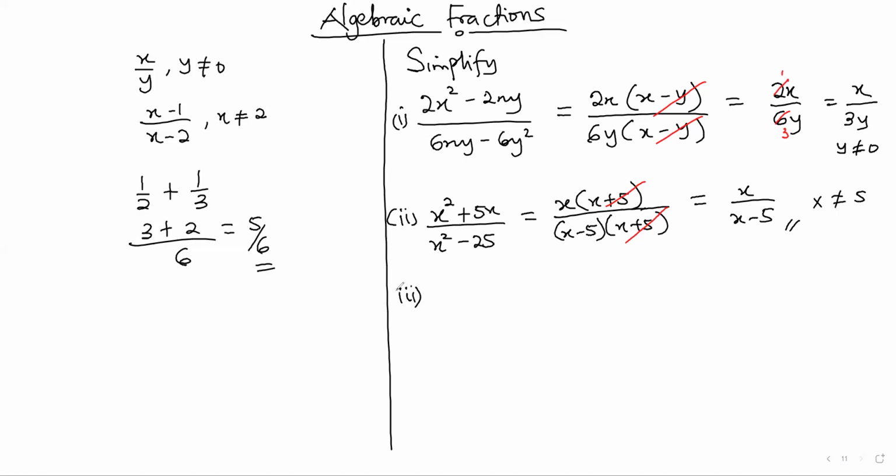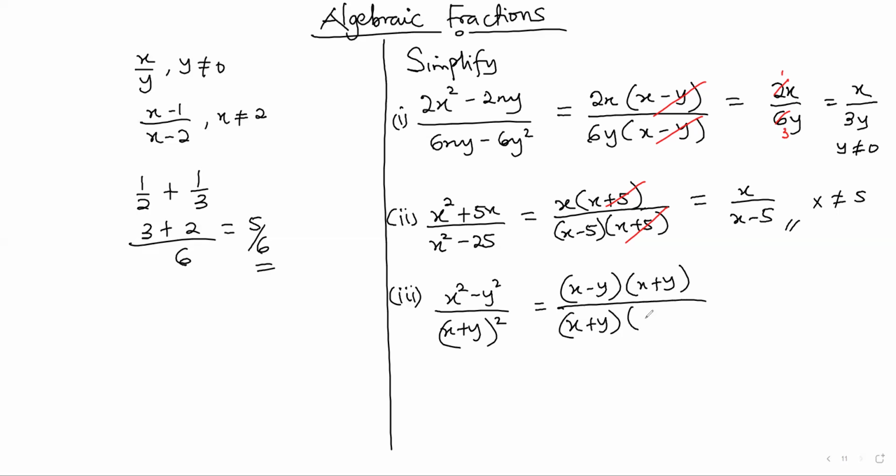So we take the third question. We have x squared minus y squared divided by x plus y all squared. So the numerator is a difference of two squares, which is x minus y, x plus y, divided by the denominator, which is the same sign, so x plus y, the same x plus y. So don't confuse the two. So we cancel. x plus y will cancel x plus y. And we are left with x minus y divided by x plus y.